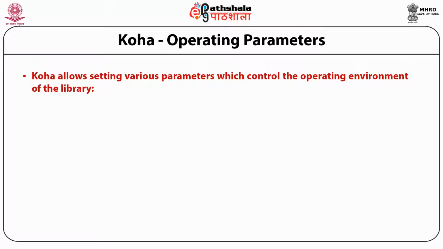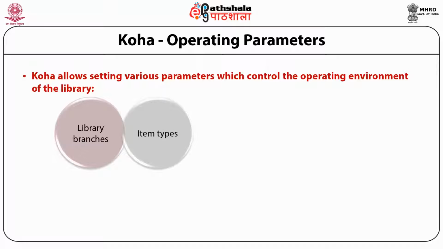Koha allows setting various parameters which control the operating environment of the library. It includes library branches, which allows defining branch categories, branches, and contact information. It has item types, which defines library items and sets rental charges of any amount for users borrowing items. Not for loan is for item types which do not leave the library or are not to be issued.